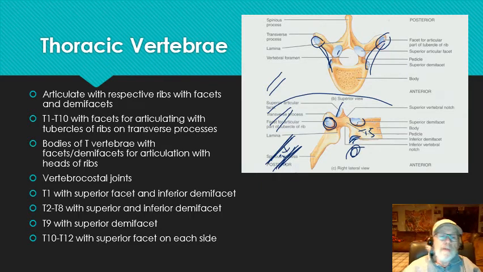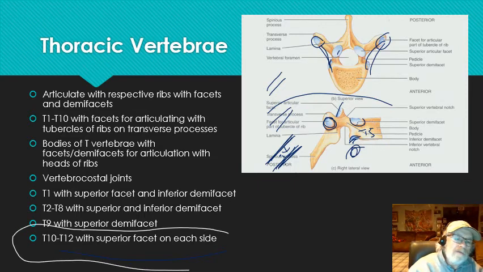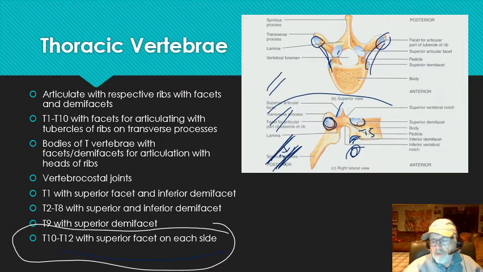When I get down to the lower thoracic vertebrae, we stop having the inferior demifacet, because when we're talking about ribs 11 and 12, basically these floating ribs, they don't need the same level of attachment as ribs 1 through 10. So we start to lose that demifacet on the bottom.